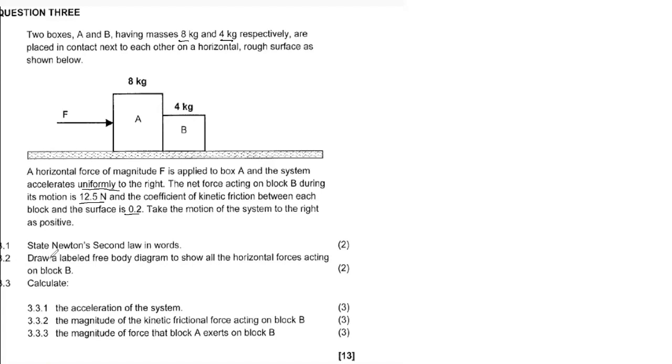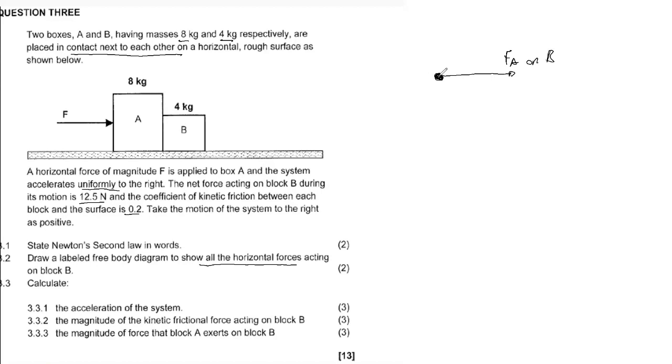Then 3.2 says draw a labelled free body diagram to show all the horizontal forces. Note that it is only 2 marks. We only ought to show the horizontal forces. No vertical forces should be shown here. So the horizontal forces acting on block B, since we are told that the two boxes are in contact next to each other, we know that B is experiencing the force of A. So this is the force of A on B, right?